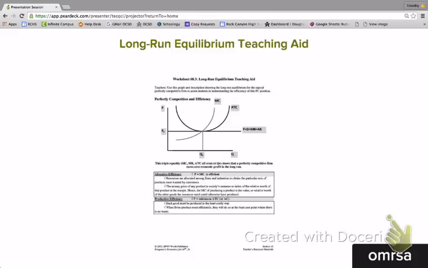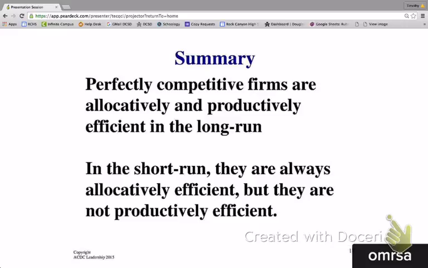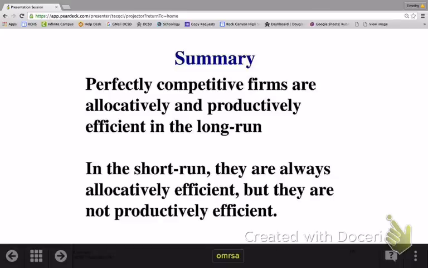Here's an activity that we'll do in class. And so the summary of this is that perfectly competitive firms are allocatively and productively efficient in the long run. In the short run, they are always allocatively efficient, but they are not productively efficient.